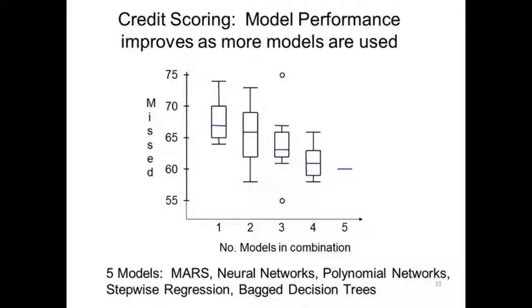But when you put two models together, the median goes down, and it goes down with every additional model. Now, it's not a panacea. You can see the outliers for column 3. There's a particularly good model that combines neural networks, MARS, and polynomial networks that only had 55 customers that it got wrong that we gave credit to that shouldn't have.